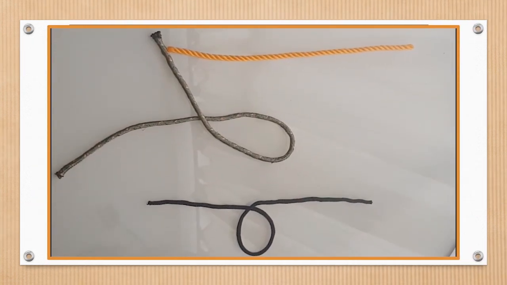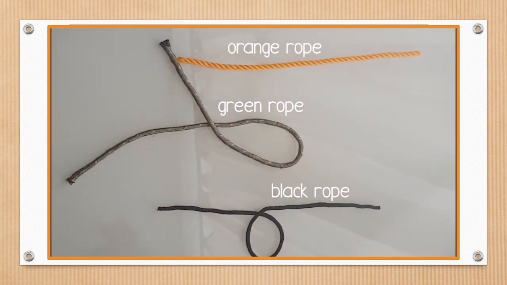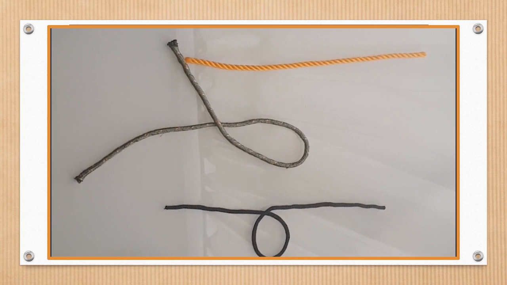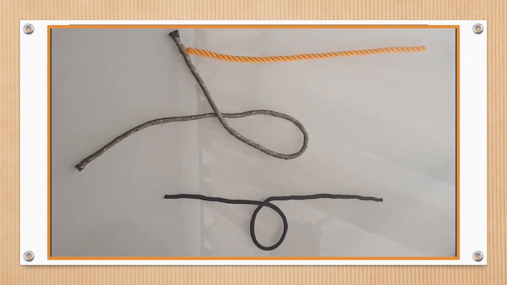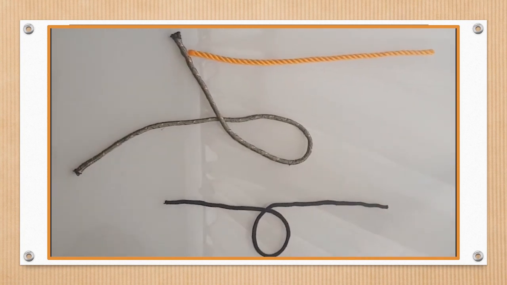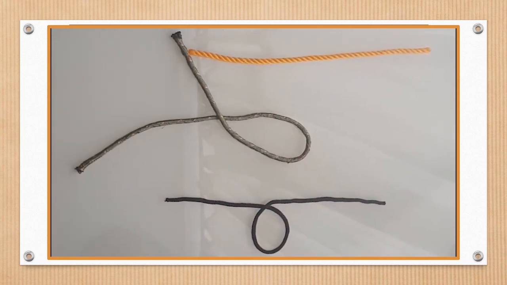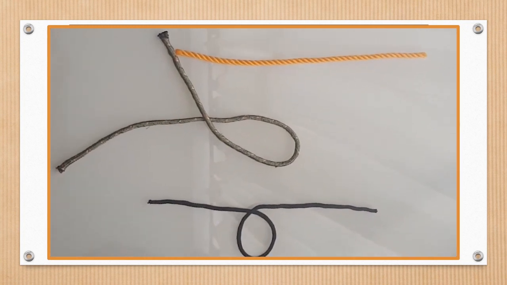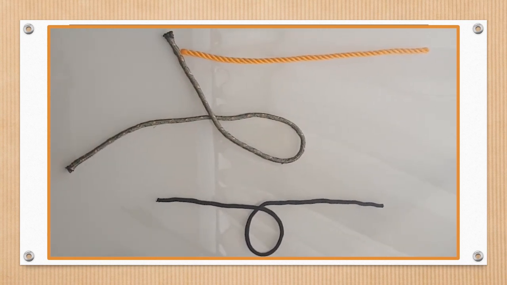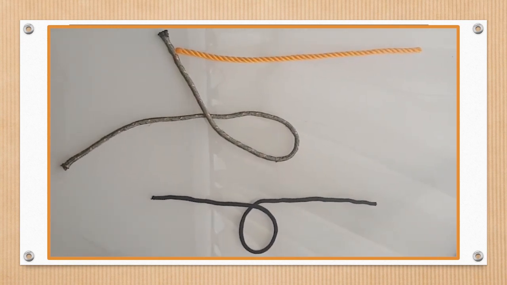Now, children, let's compare the lengths of these three ropes. We have the orange rope, the green rope, and the black rope. Now, which do you think is the longest rope? Which is the shortest? At first glance, it seems that the orange rope is the longest and the green rope seems to be the shortest. Remember, children, when comparing length, make sure that the objects that you are comparing start at the same point and they must all be straight in order to be compared accurately. So let me show you that.